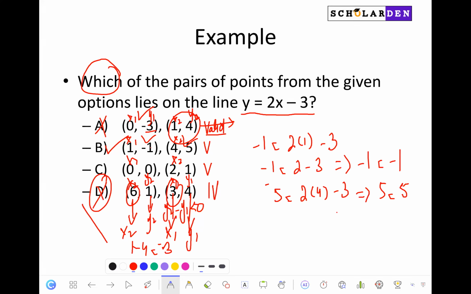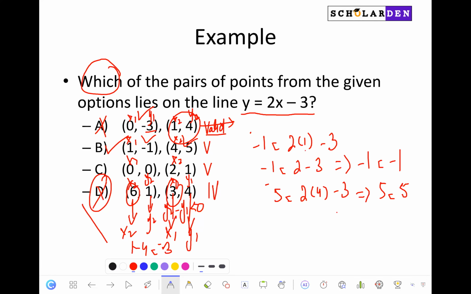Then we started substituting the coordinates in option B. So both of these points lie on the line, because we substituted them one by one. First, 1 and minus 1 into this equation, we get minus 1 is equal to minus 1. So this point lied on the line. And then 4 and 5, this is the procedure we have done over here.